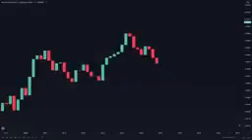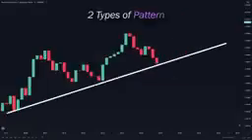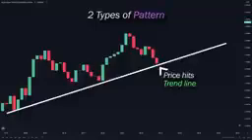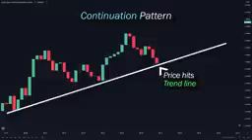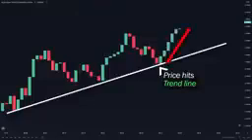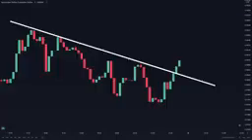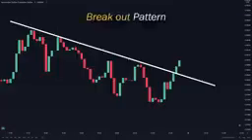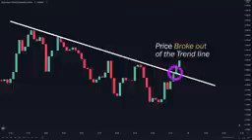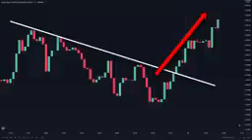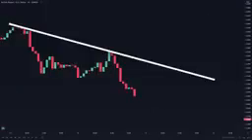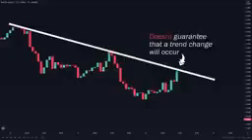For example, in a trendline strategy, there are two types of patterns that may form when price approaches a trend line. The first pattern is called the continuation pattern, which is formed when the price bounces back to the direction of a trend right after hitting a trend line. And the second pattern is the breakout pattern, which is formed when the price breaks out of a trend line, causing the trend to switch directions. Now remember, just because the price hits the trend line doesn't guarantee that a trend change will occur. You need to use additional price action techniques to confirm your analysis, which I will discuss later in the video.